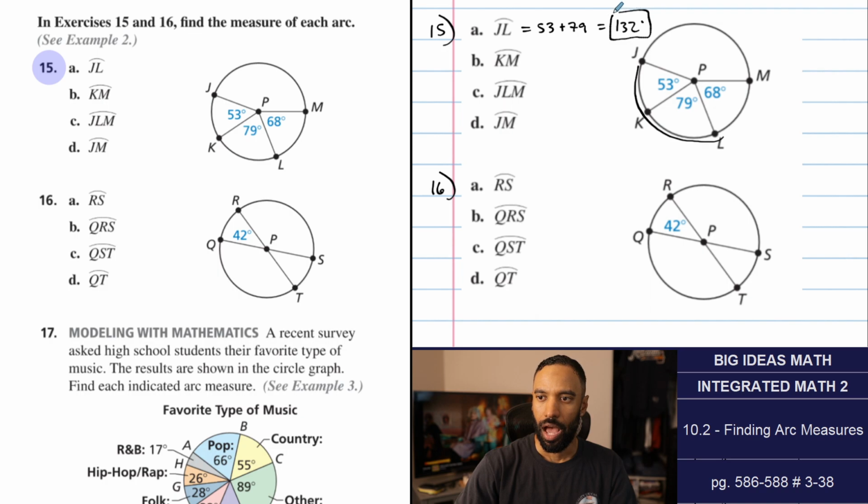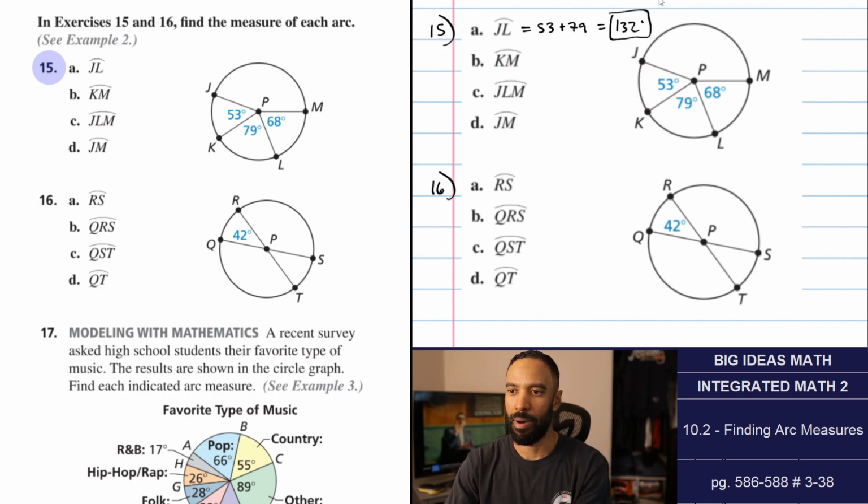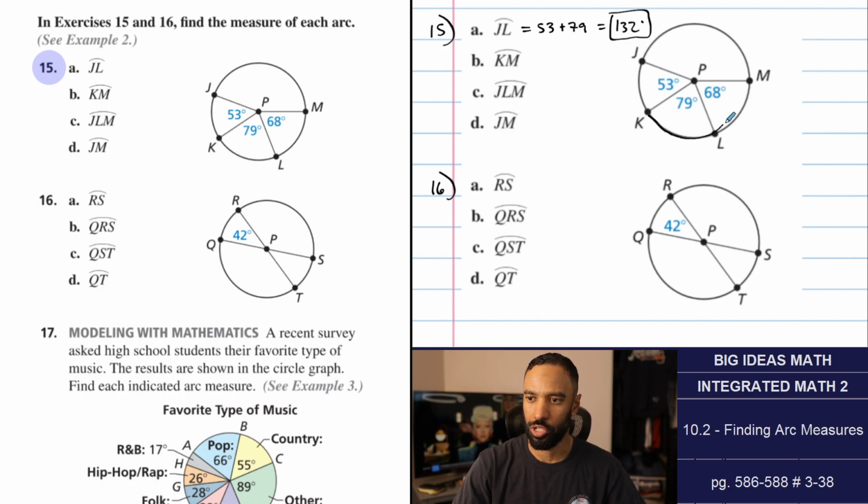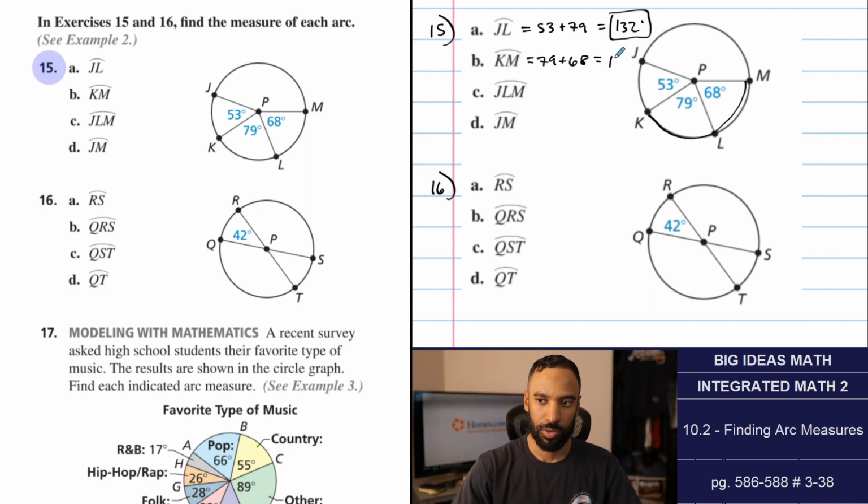Measure of arc KM. KM is this minor arc right here. We go across the shorter way. We do 79 plus 68. So that's going to be 147 degrees. Maybe this is why I shouldn't have copied and pasted.